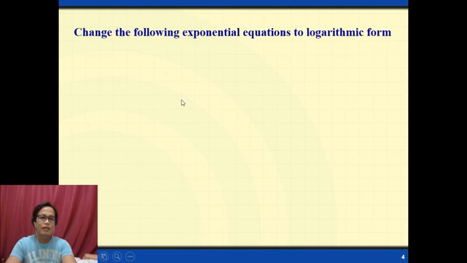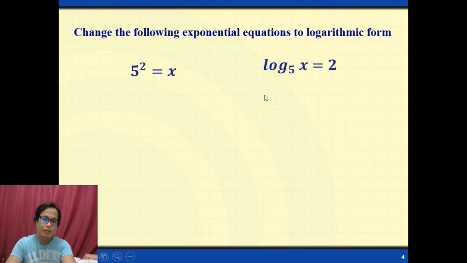Okay. First example, change the following exponential equations to logarithmic form. For example, you are given 5 squared equals x. For this example, our base is 5, our exponent is 2, and x is our power. When we write this one to logarithmic, based on the definition given earlier, we can write this as log of x, because x is our power, with the base 5, and the exponent 2.